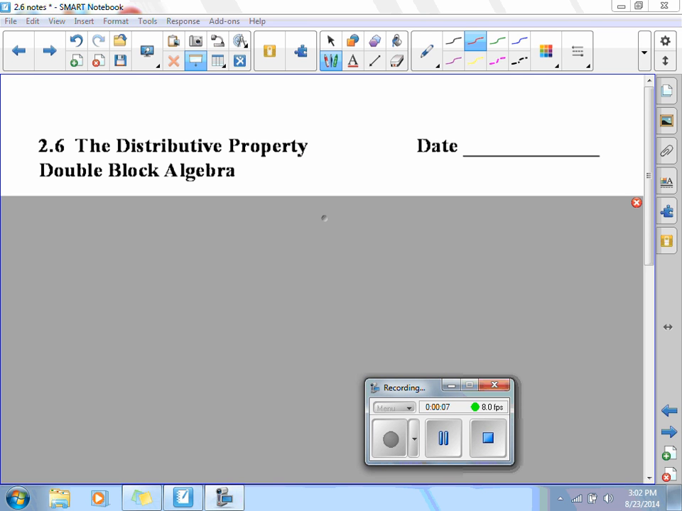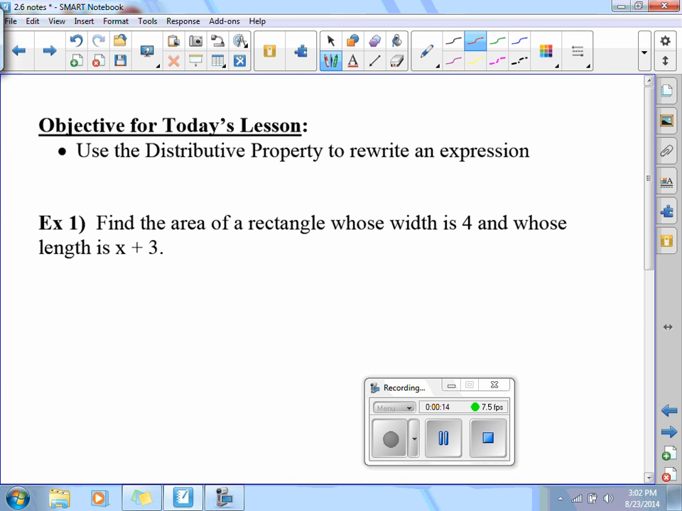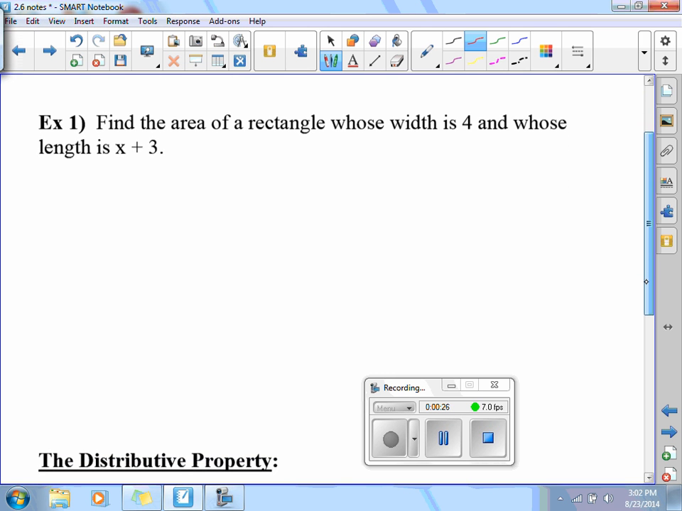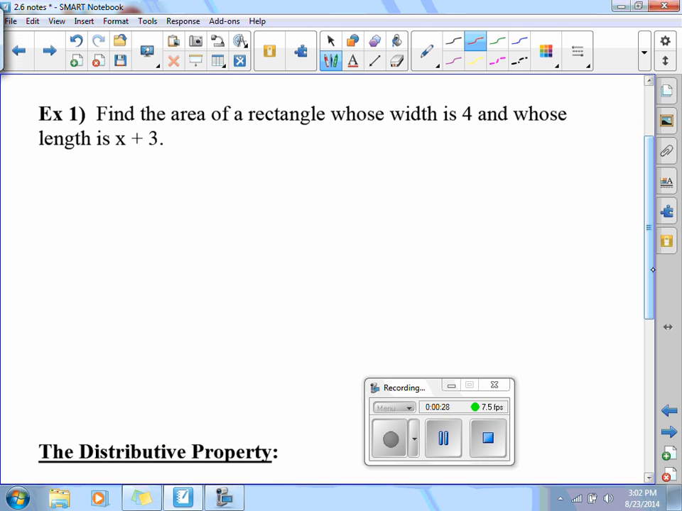These are the notes for section 2.6 entitled The Distributive Property. Today's objective is to use the distributive property to rewrite expressions. These notes are from section 2.6, so I know these are in chapter 1, but we're doing a couple sections from chapter 2 along with chapter 1.